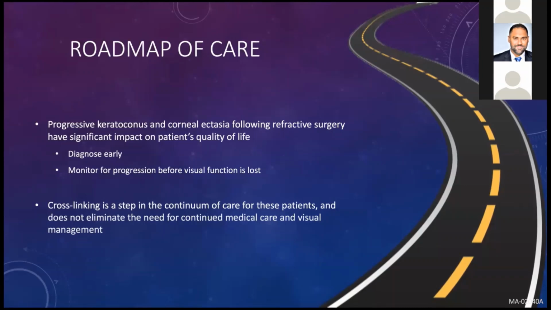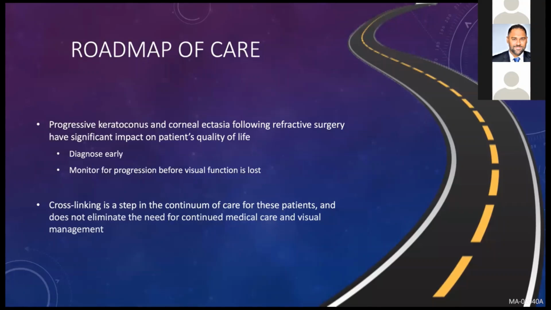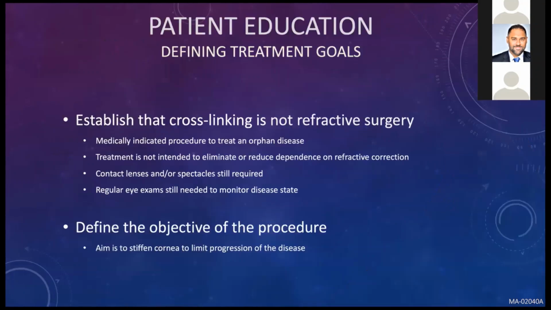It's really important to diagnose early and to monitor for progression before visual function has been lost. Crosslinking is a step in the continuum of care for these patients. It doesn't eliminate the need for continued medical care and visual management, but it does slow down the progression of the disease and can even halt it in most cases.